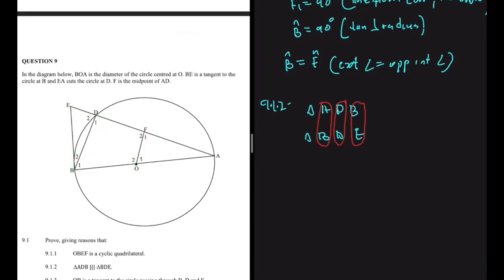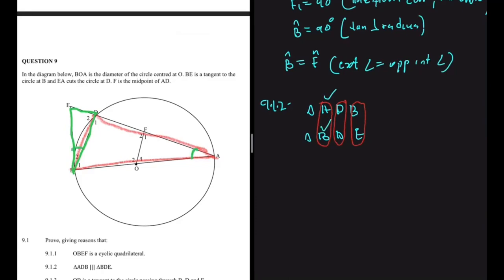So we want triangle ADB, so let me highlight that. So we have triangle ADB, and there we go, and we're also looking for triangle BDE. So we have BDE. So we're saying that angle A should be equal to angle B. So let's look at angle A here. Here we have angle A. We're saying that it should be equal to this angle B here.